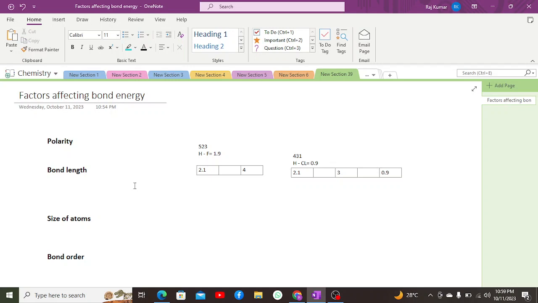Now coming to bond length, which is the distance between the two nuclei of the bonded atoms joined by the covalent bond. If the bond length is increased, the internuclear distance between the two atoms is increased. As the internuclear distance is increased, the forces of attraction from the nucleus on the valence electron decrease. That causes a weaker bond, due to which less bond energy is required.